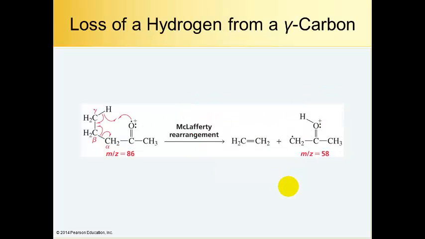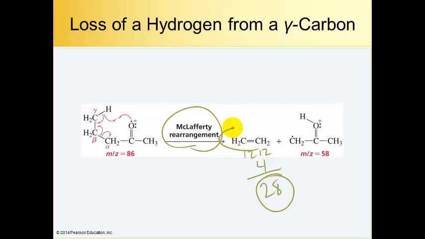Loss of a hydrogen from the gamma carbon, and we end up with the McLafferty rearrangement. And all that tells you is that we end up losing 28 with this species right here. And that's because the carbonyl oxygen forms a bond with the gamma carbon hydrogen, so the gamma hydrogen. And that's just something to be aware of.